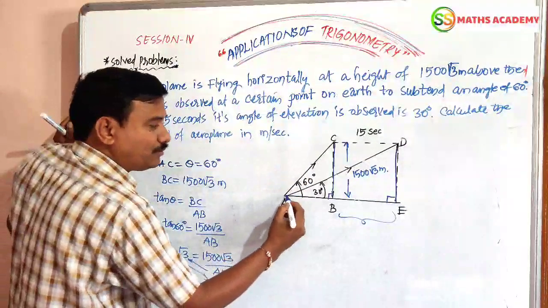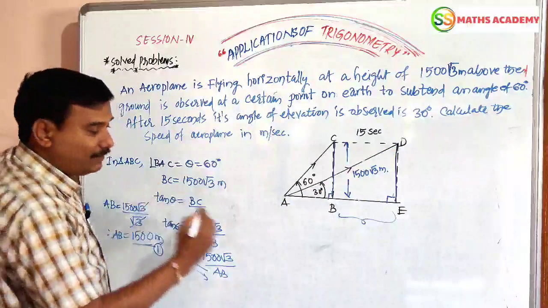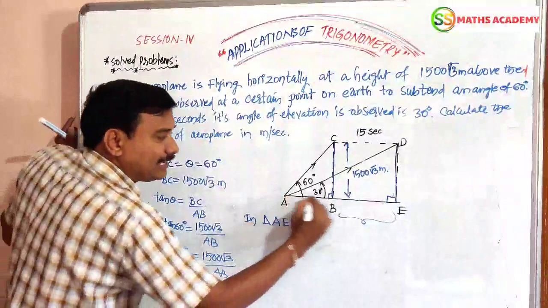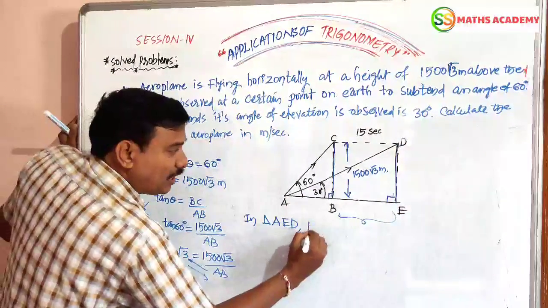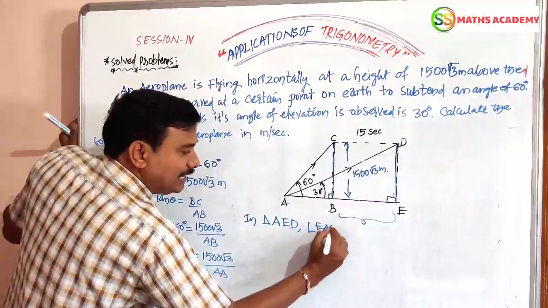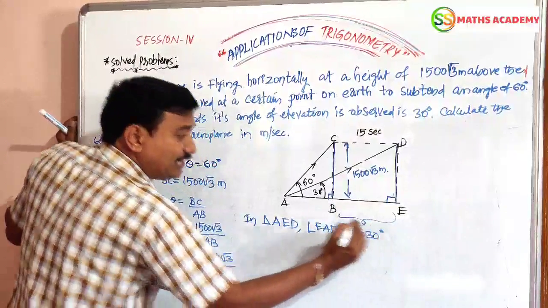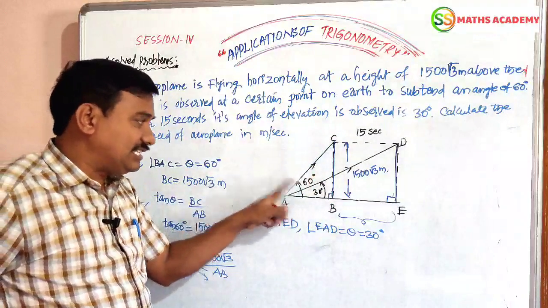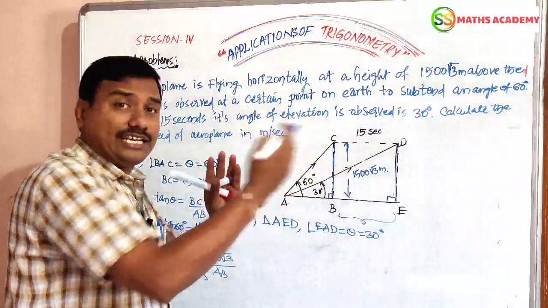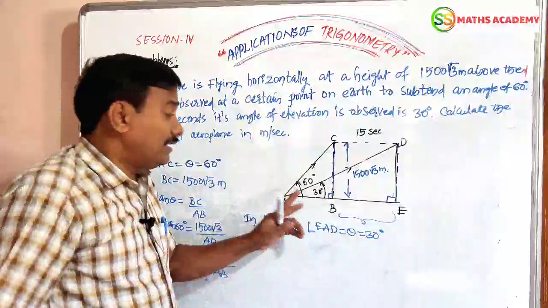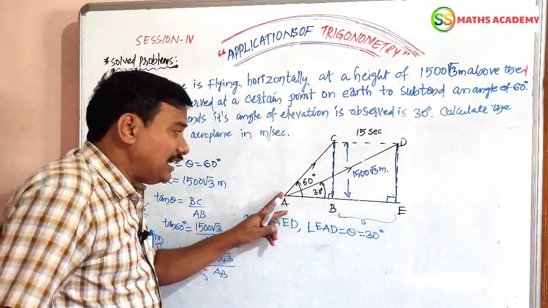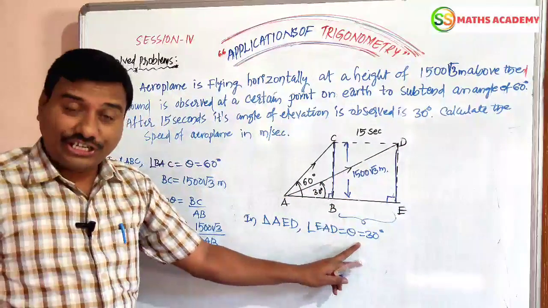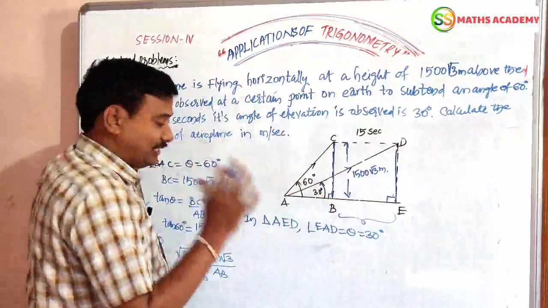Now observe, this is one more right angle triangle, AED. Angle EAD, theta, is 30 degrees, friends. Angle BAC was 60 degrees. Second, after 15 seconds we observe the aeroplane at an angle of 30 degrees, that is EAD, theta equals 30 degrees. We should find the length AE.